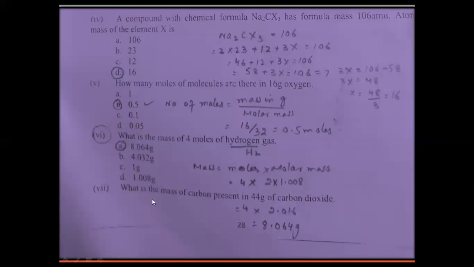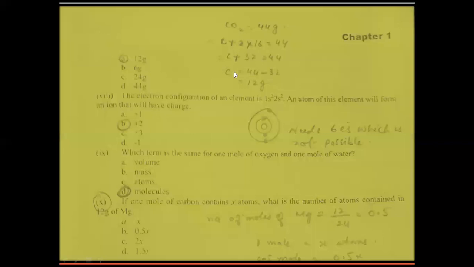Number 7. What is the mass of carbon present in 44 grams of carbon dioxide? So carbon dioxide, total mass is 44 grams. Mass of carbon we have to find out. Plus there are two oxygen atoms, one oxygen is 16. Total is 44. So 16 into 2, 32, plus carbon equals 44. Again taking out carbon, 44 minus 32 will give us the answer 12 grams. So mass of carbon is 12 grams.